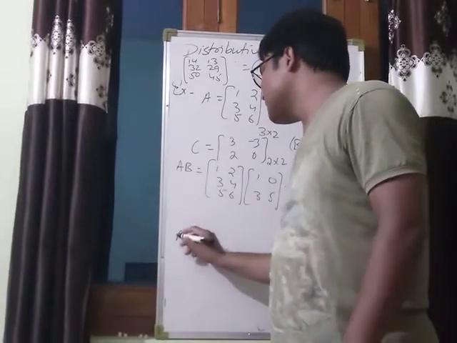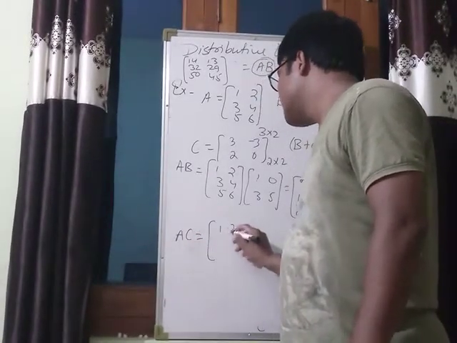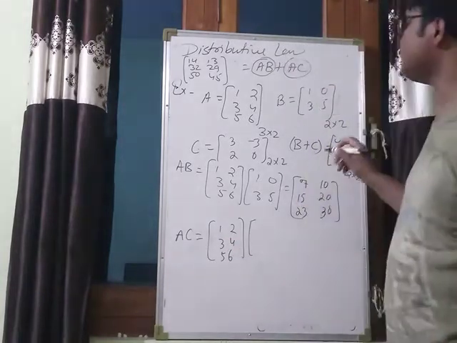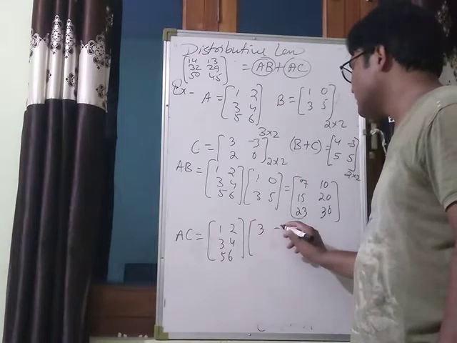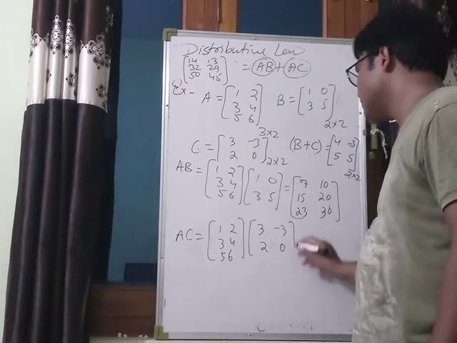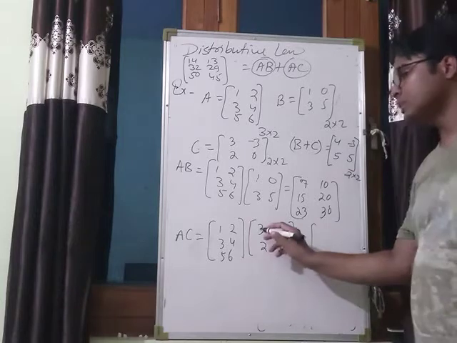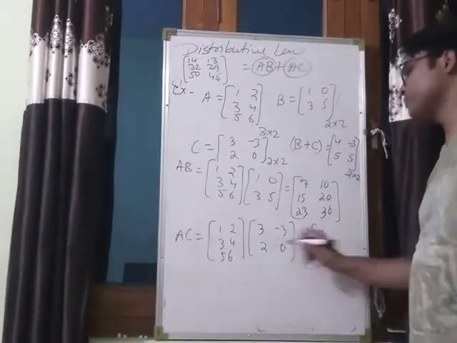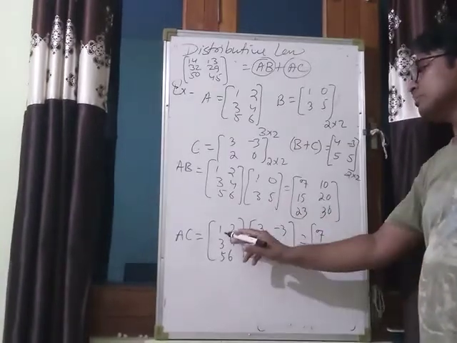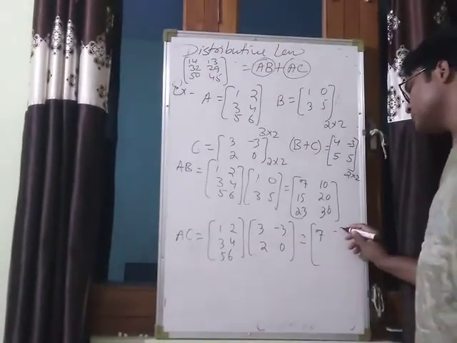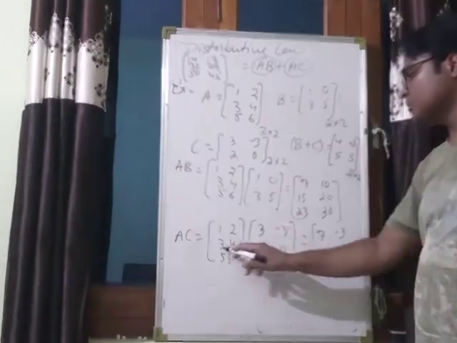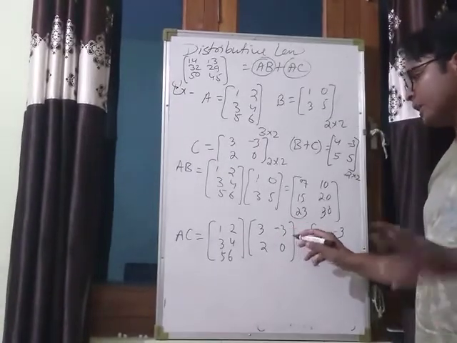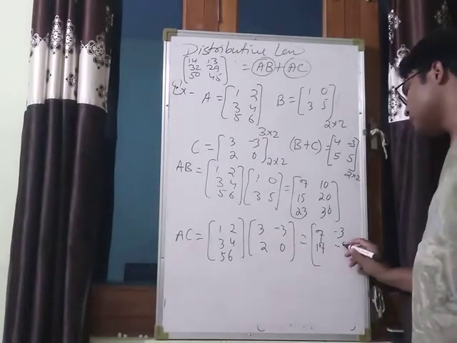Now find out AC. So A is 1, 2, 3, 4, 5, 6. And C is here 3, minus 3, 2, 0. So it will be equal to 1 into 3, 2 into 2. 1 into 3, 3. 2 2s are 4. 4 plus 3, 7. 1 into minus 3, 2 into 0, 0. That is minus 3. After that, second row, first column, 3 3s are 9, 4 2s are 8. 9 plus 8, 17. 3 into minus 3, minus 9. 4 into 0, 0. Minus 9.